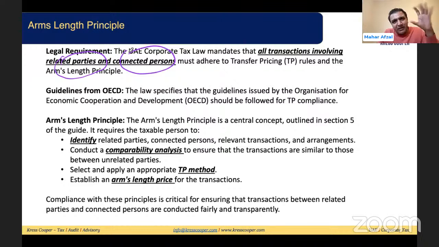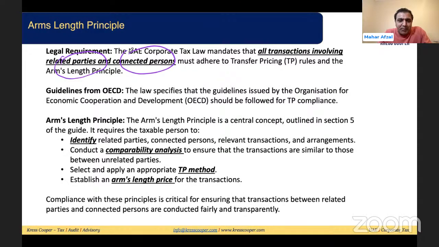We need to look into the definition of what a related party is and what a connected person is. Whenever they are doing any transaction, it should be on the arm's length principle. This arm's length principle is based upon the OECD, the Organization for Economic Cooperation and Development, which has issued transfer pricing guidelines.